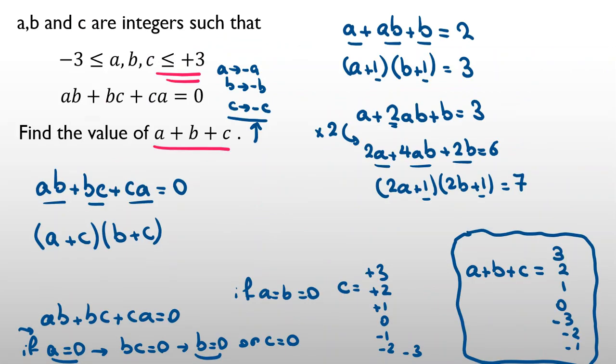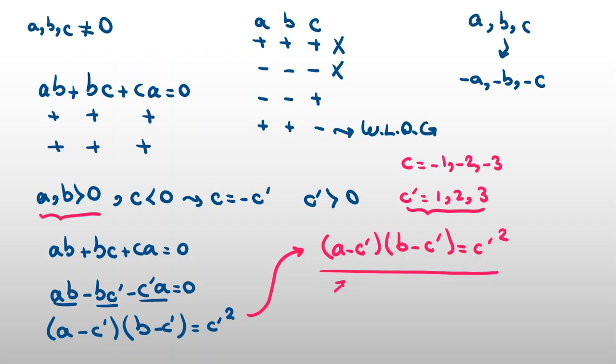From this part, I said it can be 3, 2, 1, 0, negative 3. And because I can negate all of them if I want to find A plus B plus C, I also consider the negative sign of that. So here, it will be 3, 2, 1, 0, negative 1, negative 2, negative 3. If I want to write it, 0 plus minus 1 plus minus 2 plus minus 3.